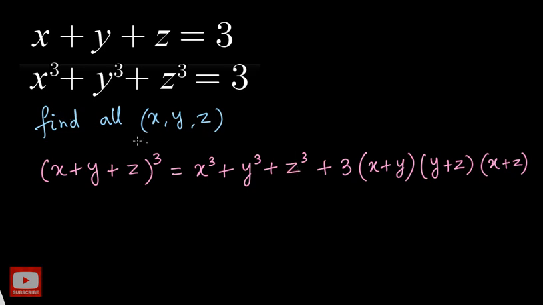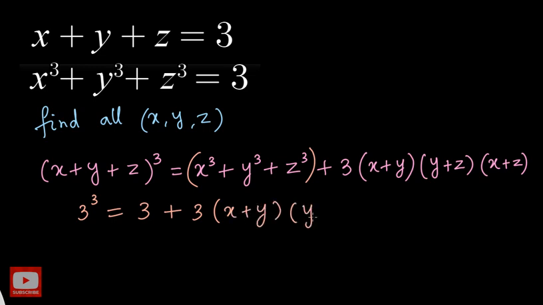This will help us to solve this problem. Why? Because x plus y plus z is known, it is equal to 3, and x cube plus y cube plus z cube is also known, it is equal to 3. So we can just directly substitute these values. x plus y plus z is 3, so this is 3 cube, and this is equal to x cube plus y cube plus z cube, which is also 3, so we have 3 plus 3 times the other part, which is not known, so we keep it as it is: x plus y, y plus z, and z plus x. Now 3 cube is 27.